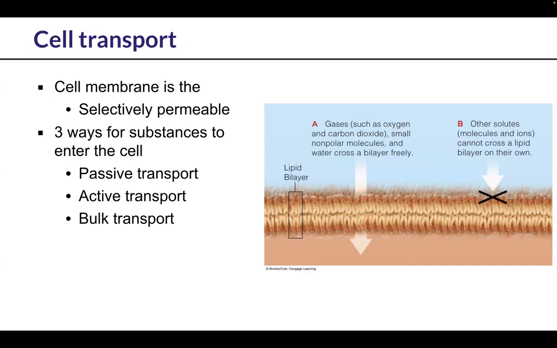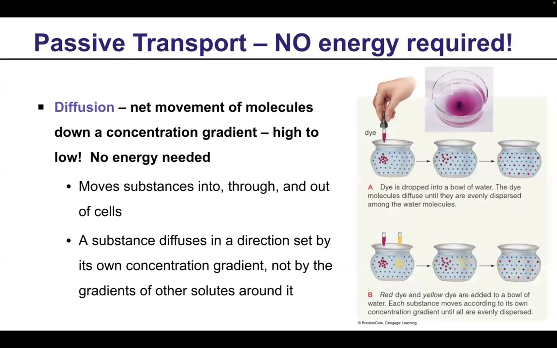And there's three different ways that we can get stuff in and out. There's active transport, passive transport, and bulk transport. So let's look through each. The best way to demonstrate passive transport is diffusion and how it doesn't require any energy.